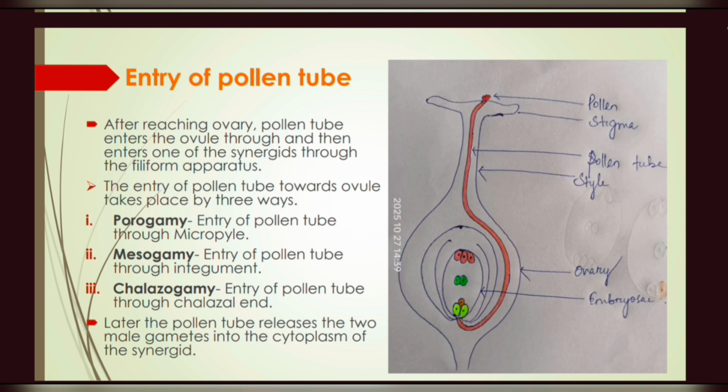After reaching the ovary, the pollen tube enters the ovule and then enters one of the synergids through the filiform apparatus. The entry of the pollen tube towards the ovule takes place in 3 ways. First is porogamy. It is common. Porogamy is the entry of the pollen tube through the micropyle. When the pollen tube enters through the integument, it is called mesogamy, and entry of the pollen tube through the chalazal end is called chalazogamy. Later, the pollen tube releases 2 male gametes into the cytoplasm of the synergids.